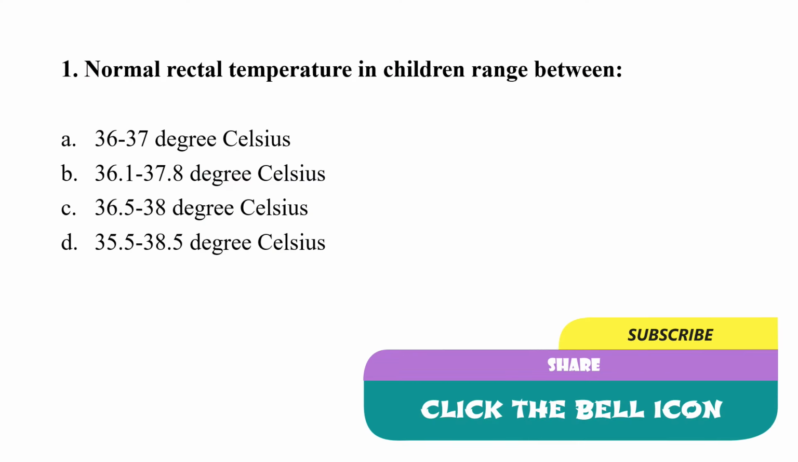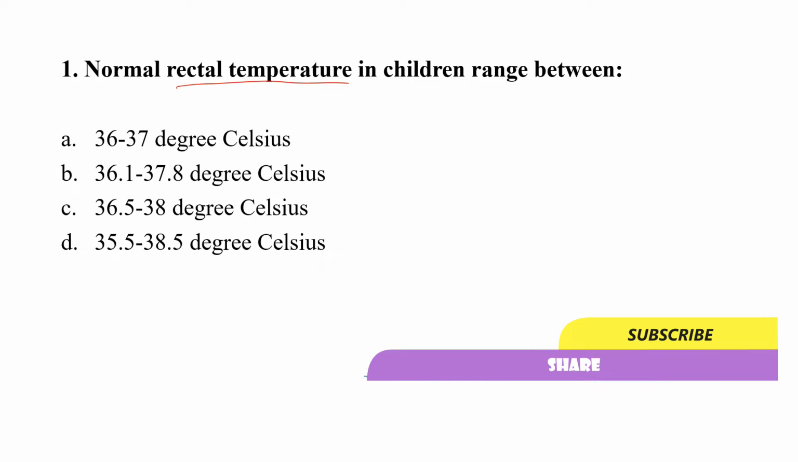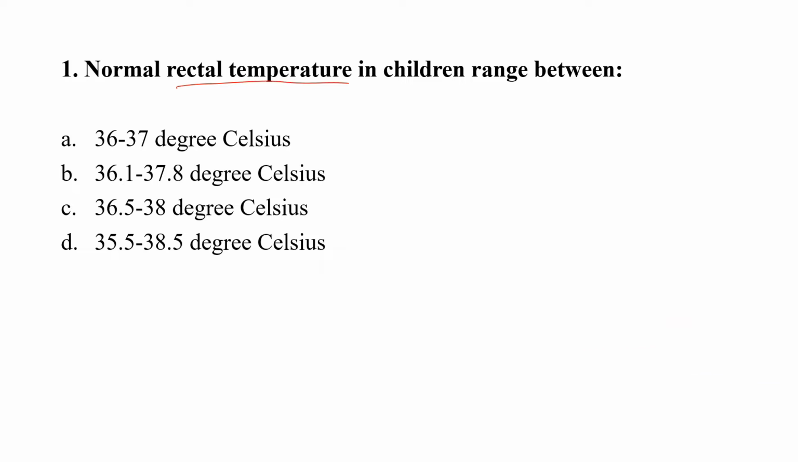Question number 1. Normal rectal temperature in children ranges between option A 36 to 37 degrees Celsius, option B 36.1 to 37.8 degrees Celsius, option C 36.5 to 38 degrees Celsius, option D 35.5 to 38.5 degrees Celsius. The correct option here is option B, which is 36.1 to 37.8 degrees Celsius, or in Fahrenheit it is 97 to 100 degrees Fahrenheit. And the temperature in children is higher as compared to adults.